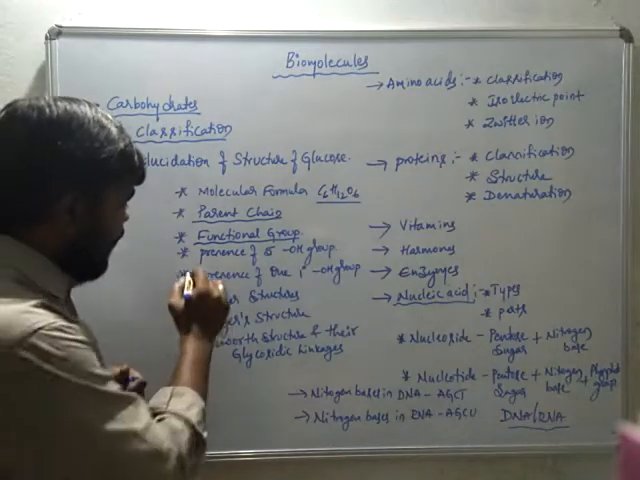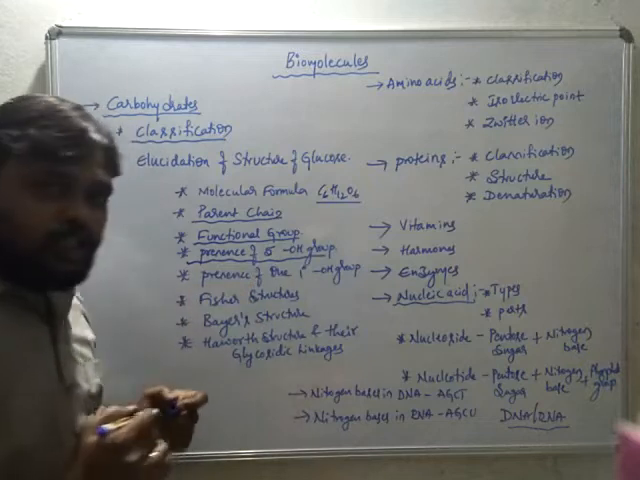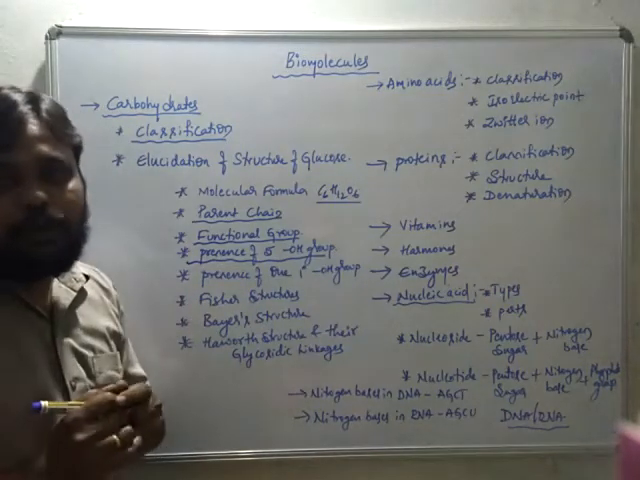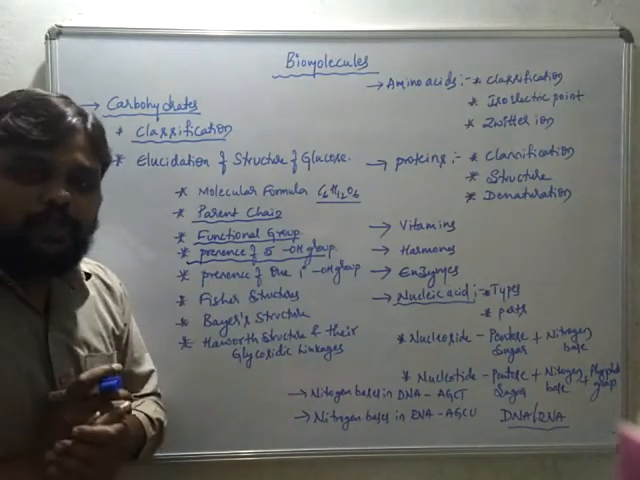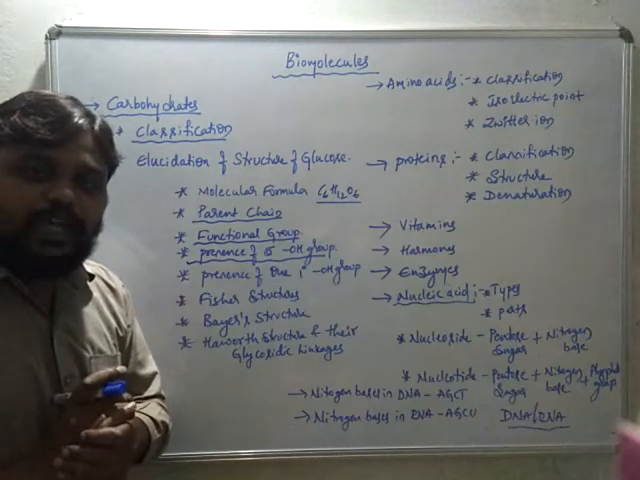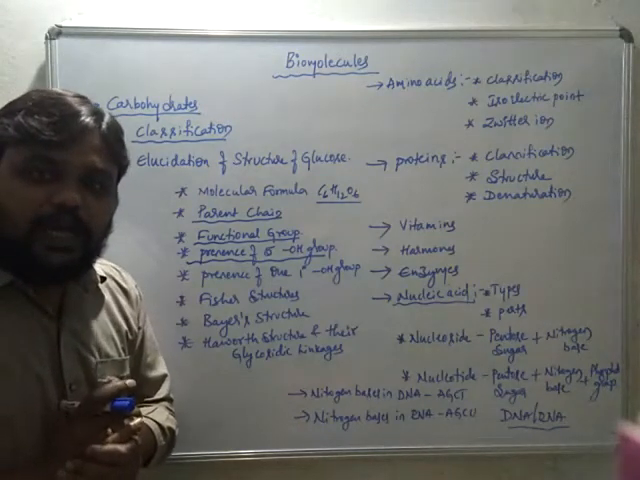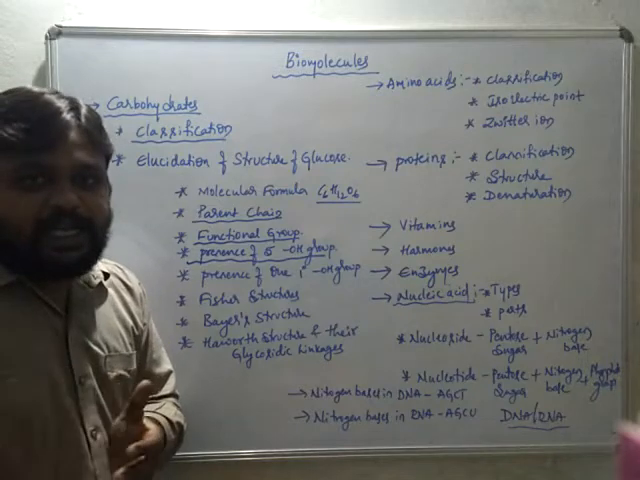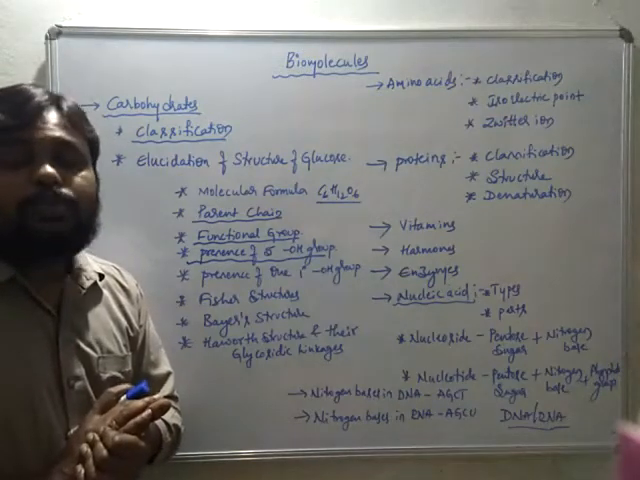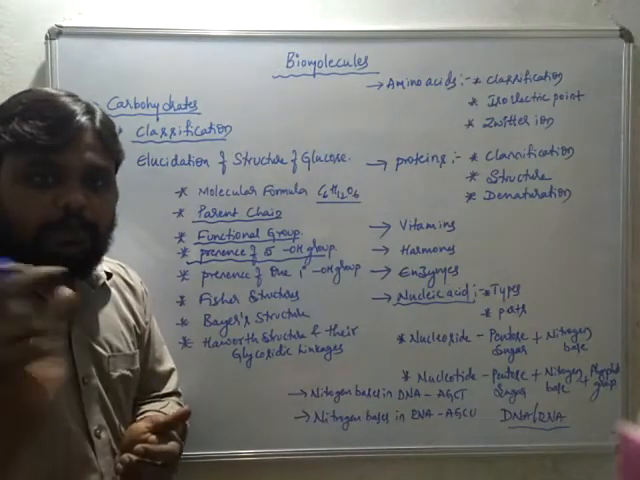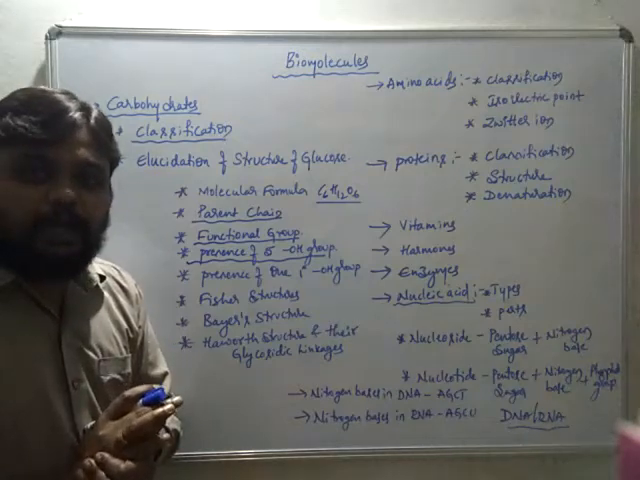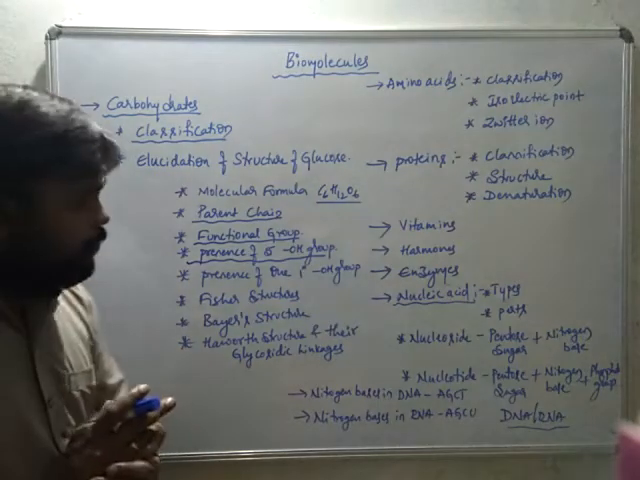Similarly, apart from the aldehyde functional group, we still have OH groups in glucose. Here we have 5 OH groups, and these 5 OH groups are confirmed by treating glucose with acetic anhydride. Acylation of glucose gives glucose pentaacetate. That penta indicates 5 OH groups are present in the glucose molecule.